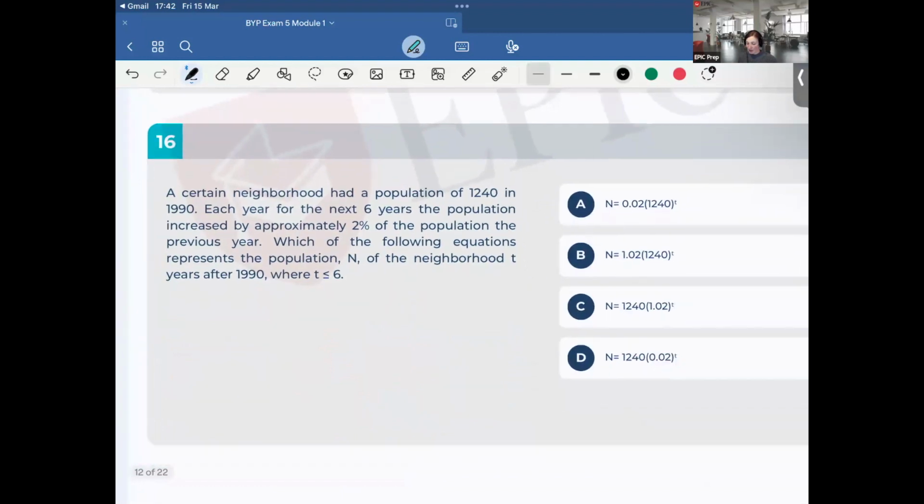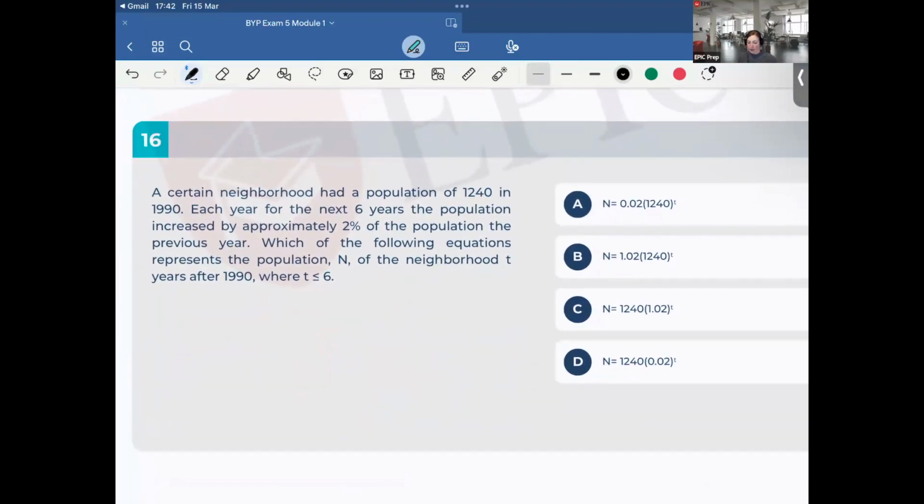Okay, 16. Oh, classic. A certain neighborhood had a population of 1240 in 1990. Each year for the next 6 years, the population increased by approximately 2% of the population the previous year. Which of the following equations represents population N of the neighborhood t years after 1990, where t is less than or equal to 6?